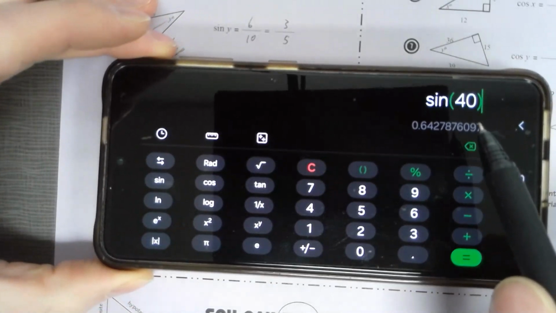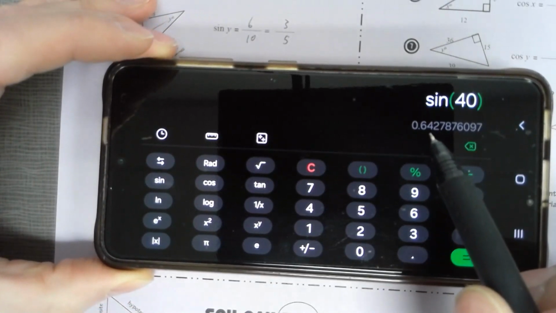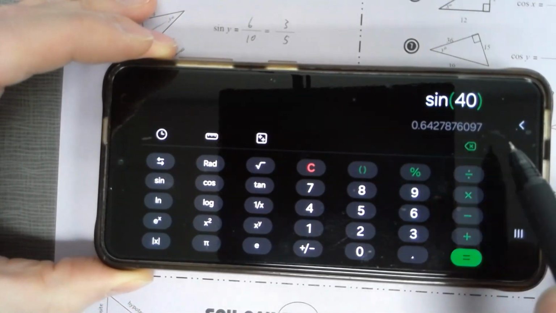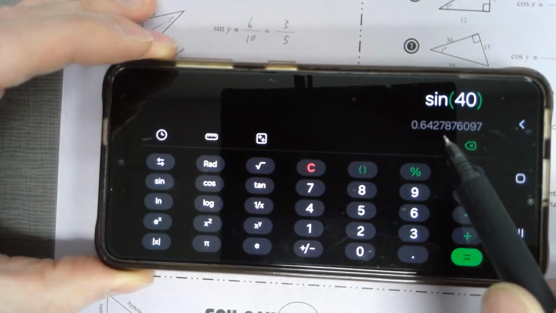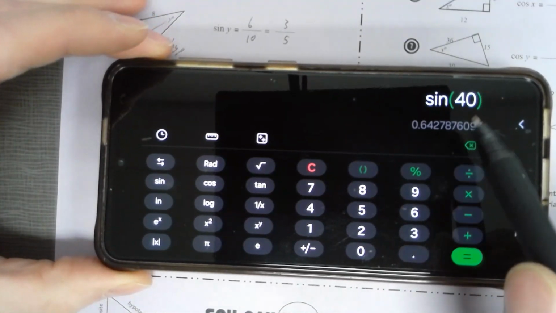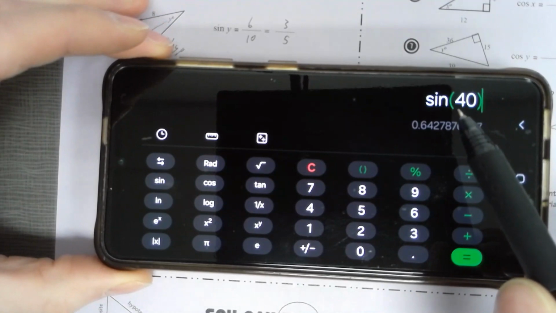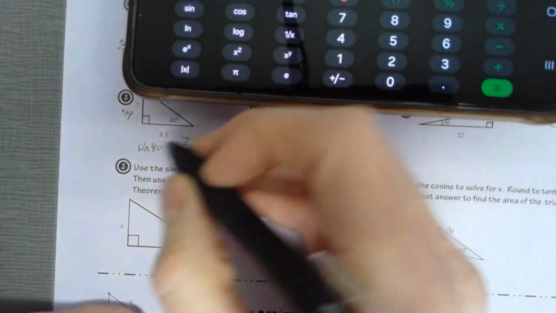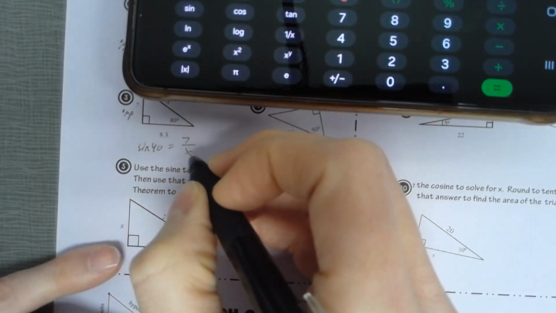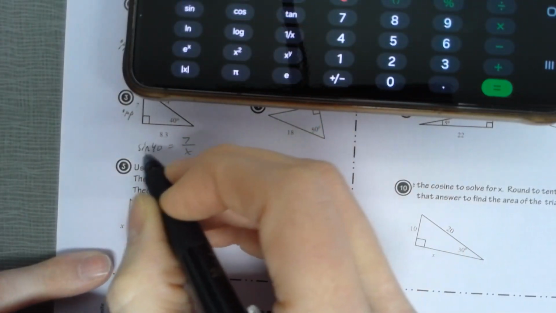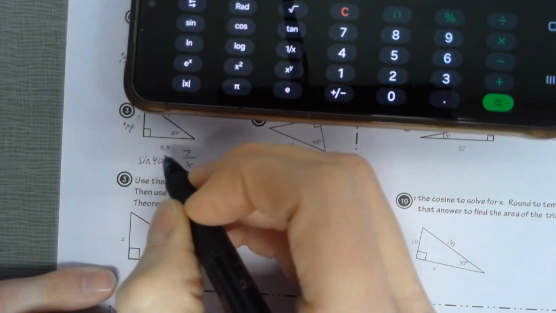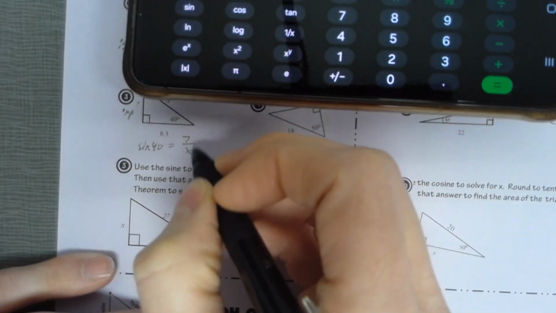So with the sine of 40, we could write down the decimal if you want, but any decimal that we write down is going to be rounded. So what I'm going to do instead is just keep that as sine of 40 until I have to use it. So when I'm writing down my equation, sine of 40 equals 7 over x. And remember, these are ratios. Sine of 40 is this ratio, 7 over x.